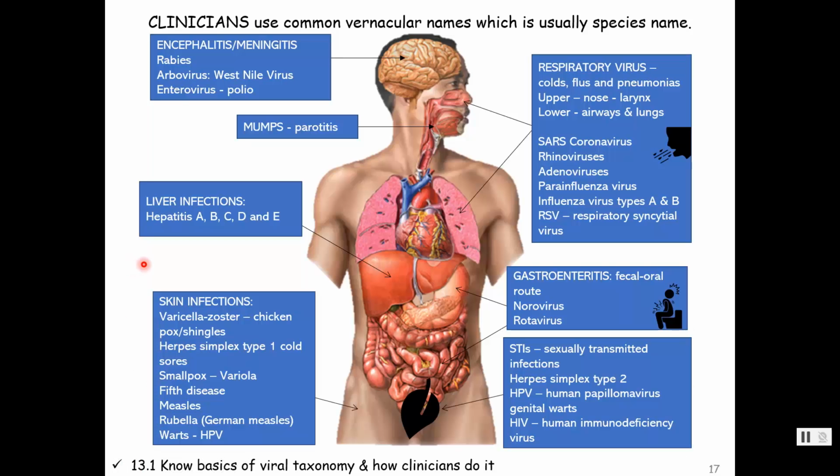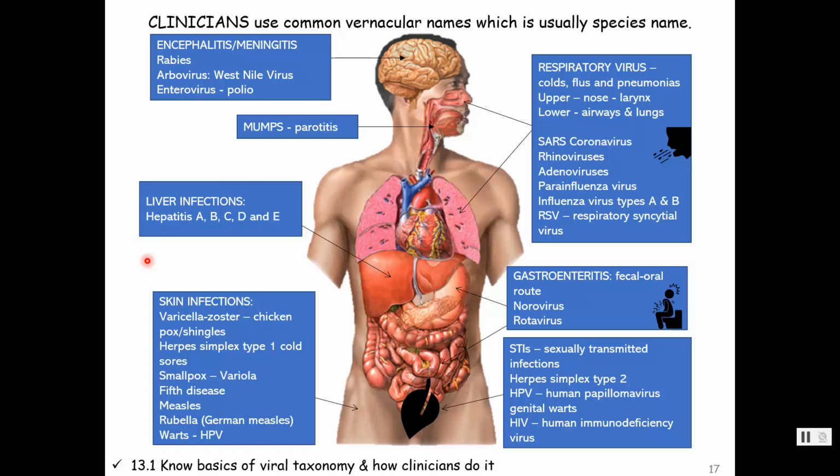Clinicians are going to use the vernacular names or the short names for viruses, and usually that's going to be the species name, but not always. And I think it's more helpful if you categorize some of these by what body system they affect.